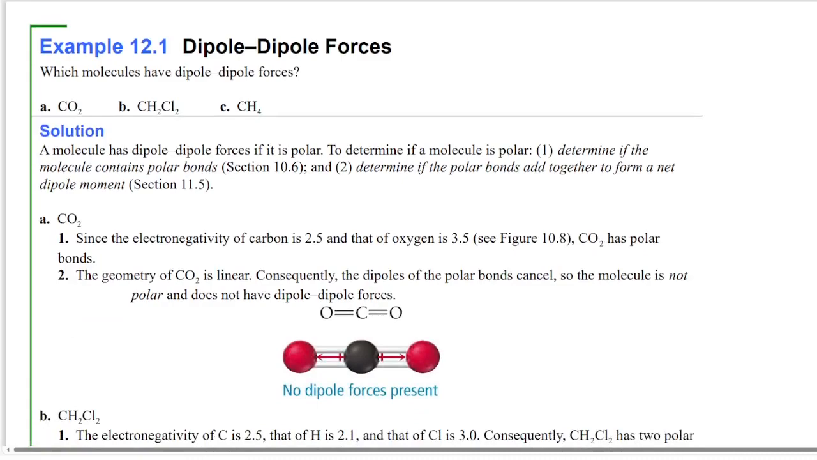To begin with, we're going to determine which molecules have dipole-dipole forces. So this is example 12.1. Which molecules have dipole-dipole forces? The first one is carbon dioxide. B is CH2Cl2, methylene chloride. And the next is methane, CH4.